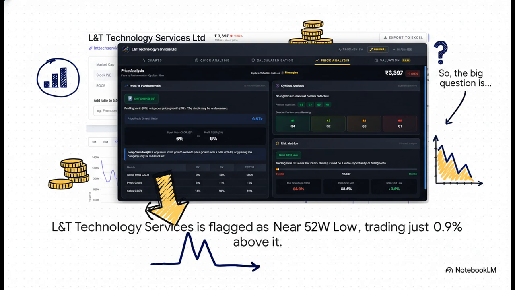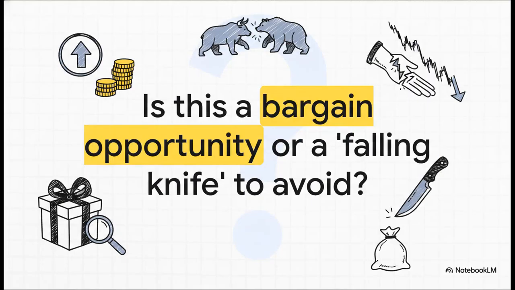The extension is flagging L&T Technology Services as near 52-week low. And you can see it right there. It's trading just a tiny bit above its lowest price in a whole year. This is exactly the kind of situation we're talking about, and it leads us to that one big critical question. Is this a bargain that the market is just completely missing, or is it what they call a falling knife, a company with some serious problems that you really don't want to try and catch?